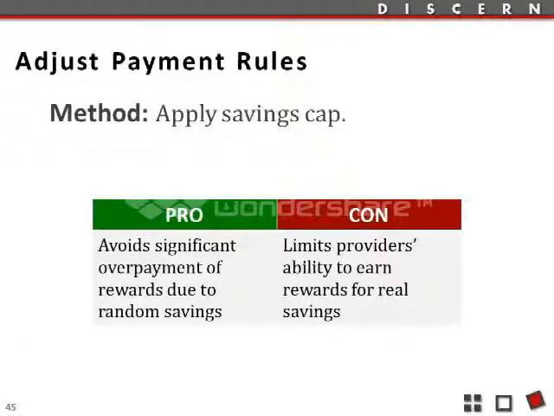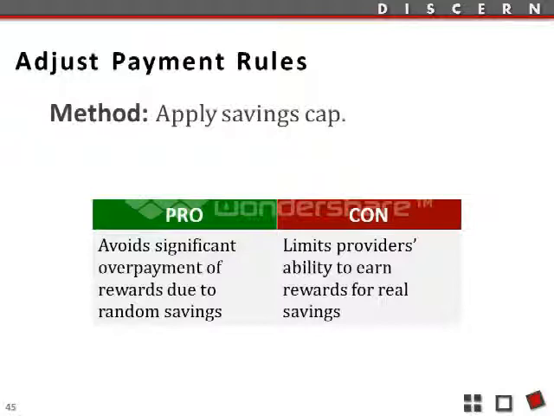And then the final methodology, and thanks for bearing with me as I went through this list, for adjusting payment rules is merely to apply a savings cap to the savings amount that the practice or the provider organization achieves. And this is a way of making sure that we don't significantly overpay rewards due to random savings.